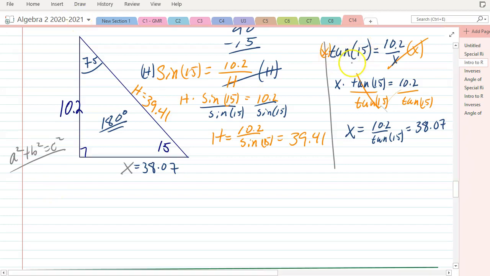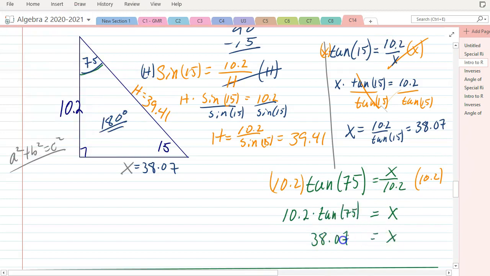Instead of using tangent of 15, why don't we use the other reference angle, 75? When I use 75, I need to find the opposite, which is x, and the adjacent, which is 10.2. Now, how is this easier than the other tangent? Watch. By using the other reference angle, I was able to have my variable on top, and that let me solve the problem in a couple fewer steps. So is it a little bit easier than what I did in the top right? Yes. Is it going to make a huge difference? No. It all depends on how good you are with your algebra, but it can be helpful.